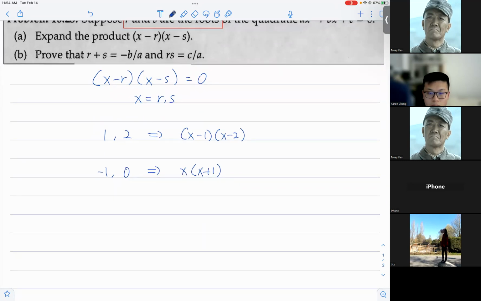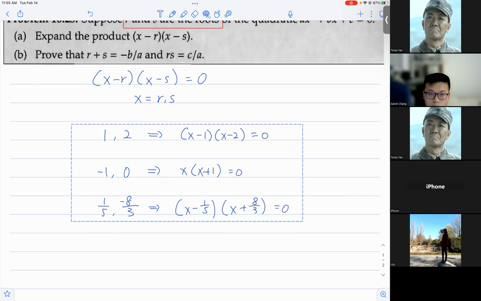If your root is, say, 1/5, and then negative 8 over 3. And that means your factors must be, well, the first one must be x minus 1/5. Second one must be x plus 8/3. Well, everything should be equal to 0, of course.